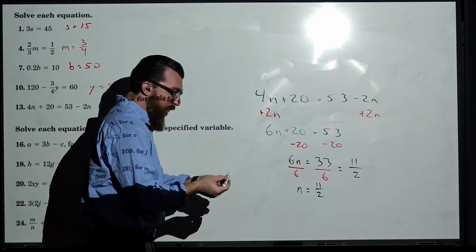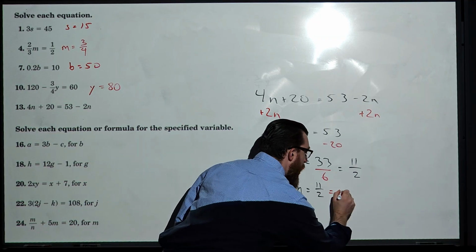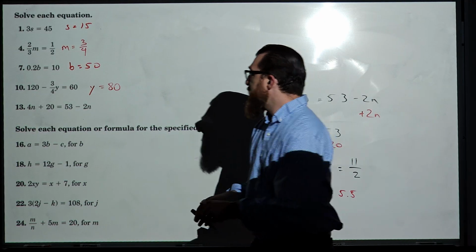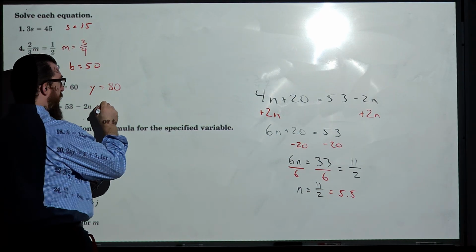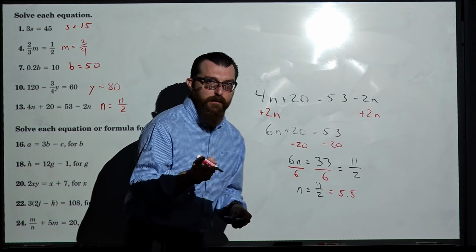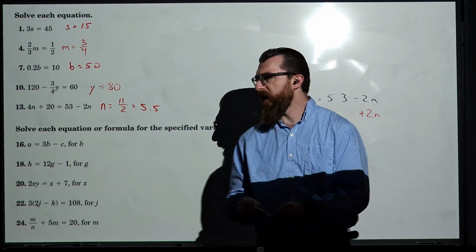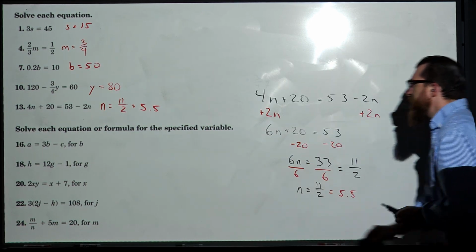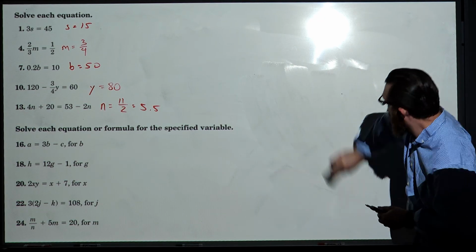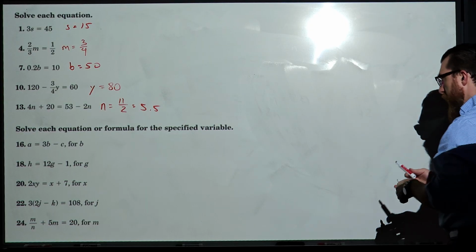However, if you are calculator dependent or a decimal person, you might better know this as 5.5. However, I'm a fraction guy, so that's the answer I'm going to write. N is equal to 11 halves. But since most of you probably wrote 5.5, I'll just put it second. Okay, so that is all of the solutions to the first group. Second group, we are solving each equation for a specified variable.